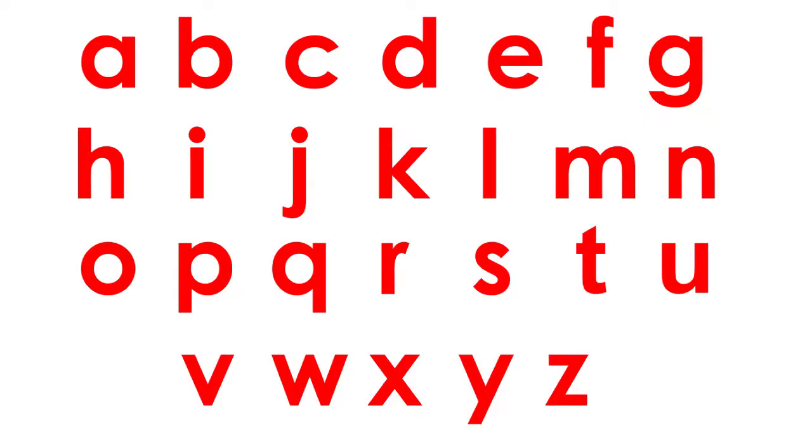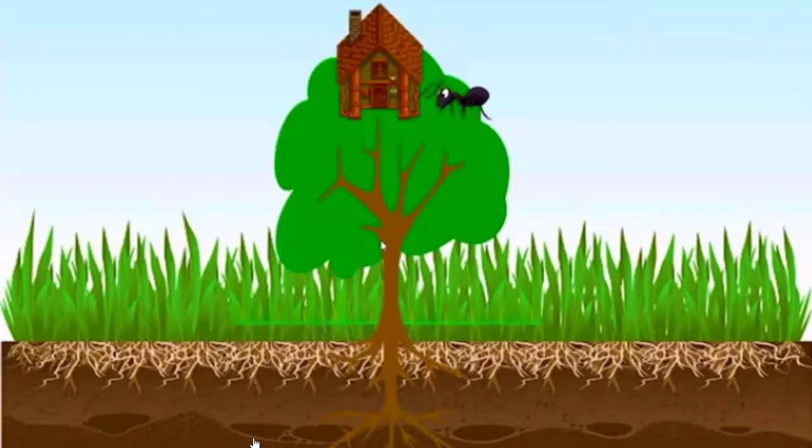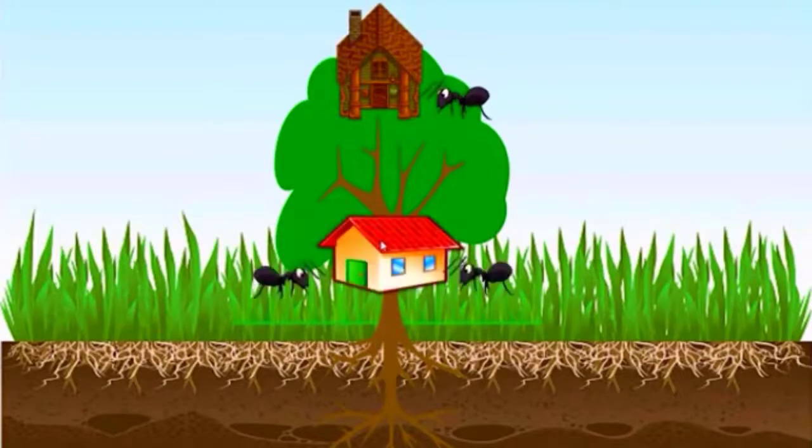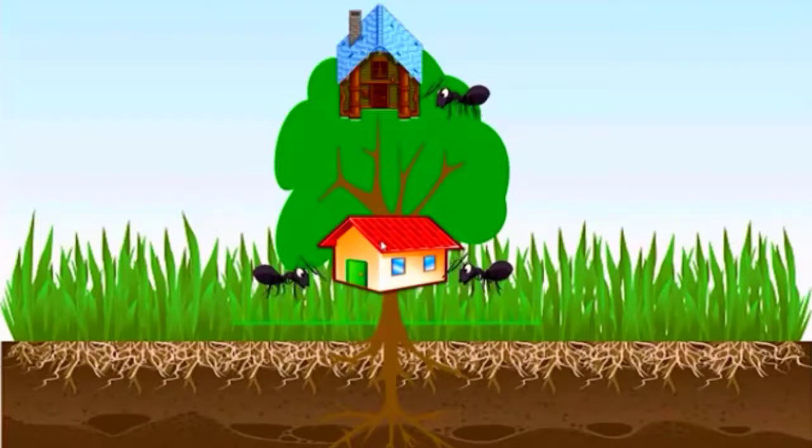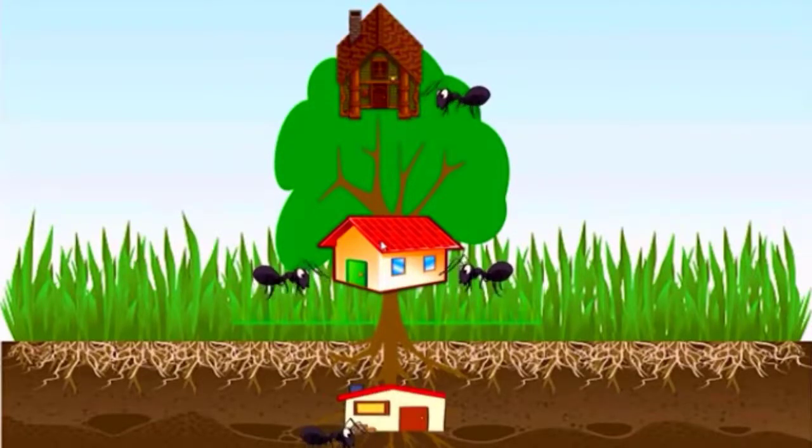Let's repeat that story. First ant made its house on the top because she loved the sky and she wanted to see the birds, aeroplanes and clouds. Second and third ants made their house in the middle of the tree because they loved the grass. And the fourth ant made its house at the bottom of the tree.